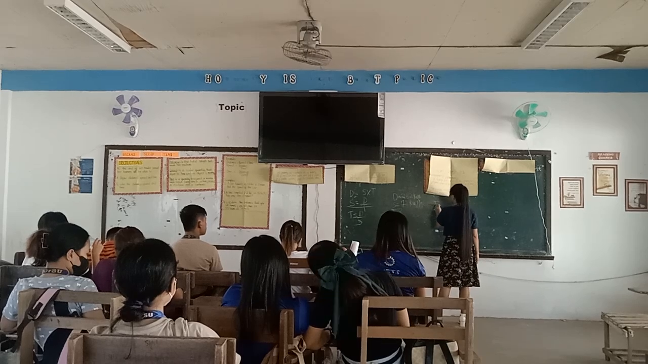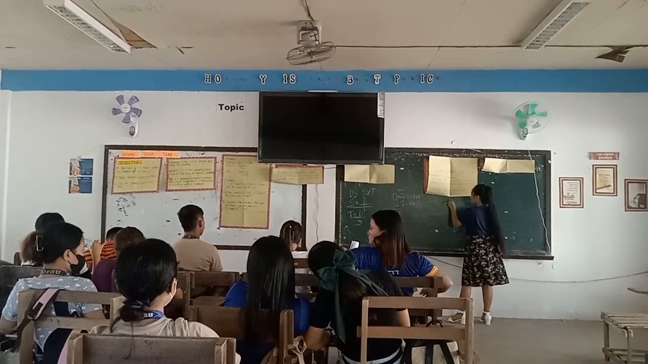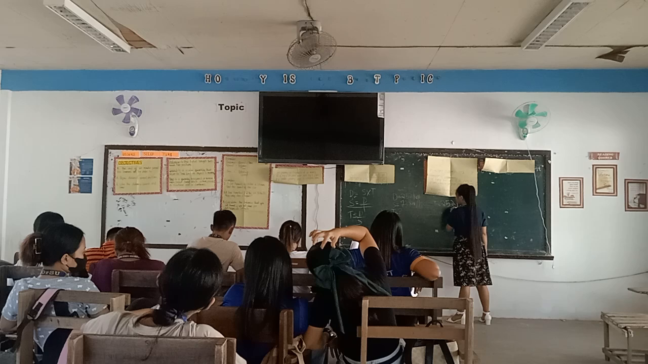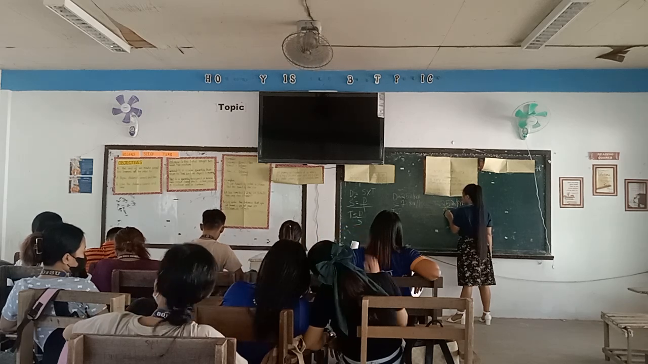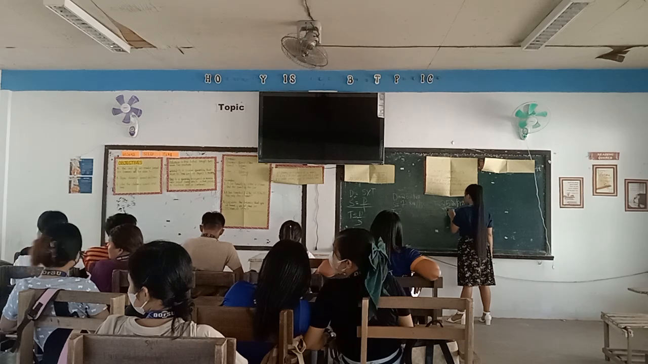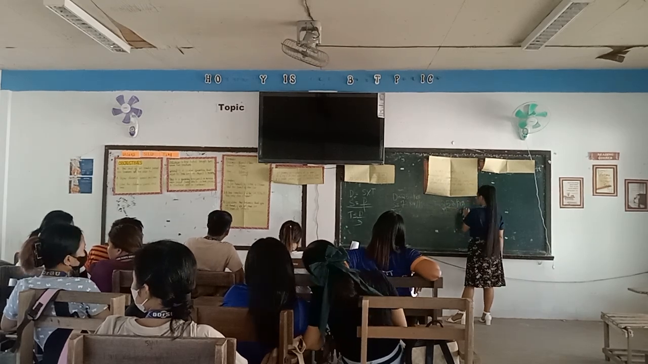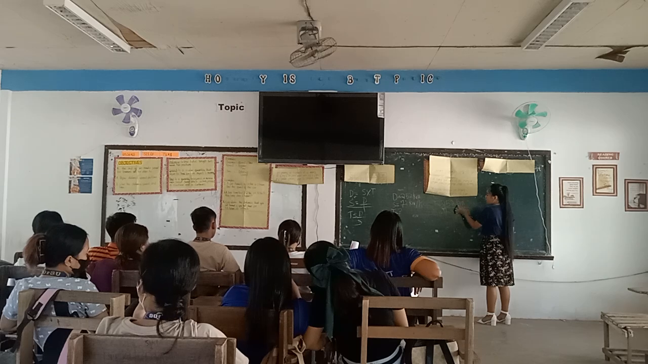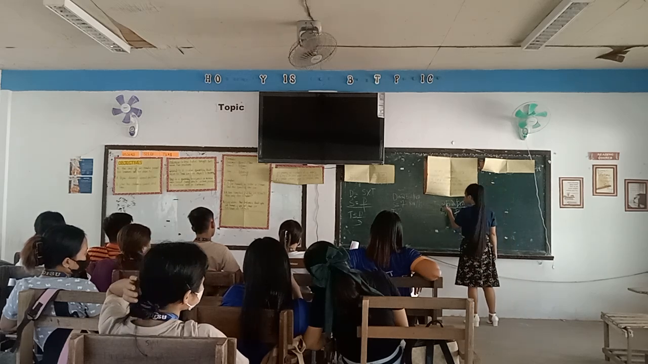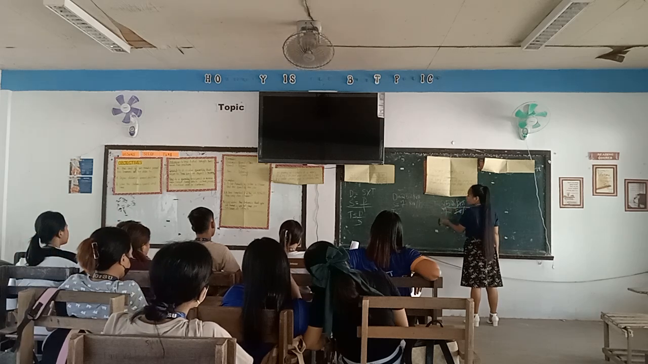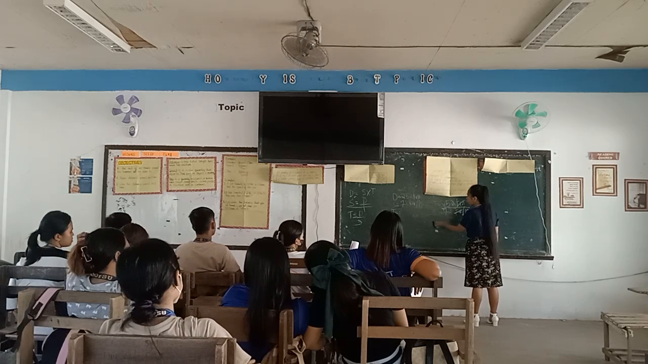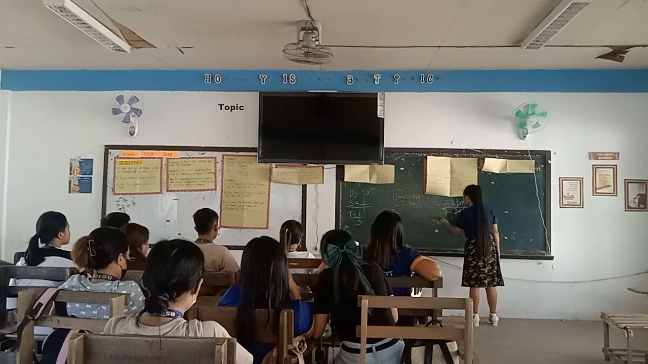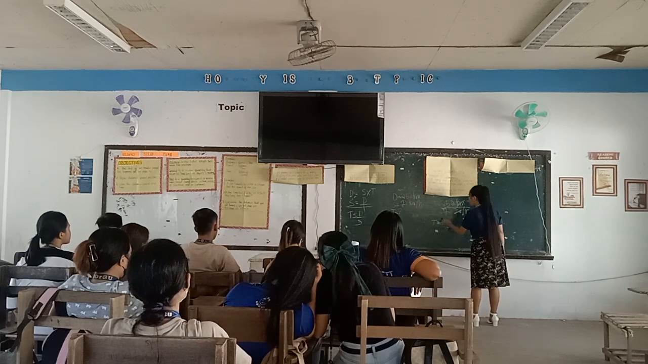So time is equal to 252 kilometers over 72 kilometers per hour. What's the unit? Kilometers per hour. So we cancel out the kilometers. So 252 over 72. 252 divided by 72 is equal to 3.5. What's the unit? Hours.